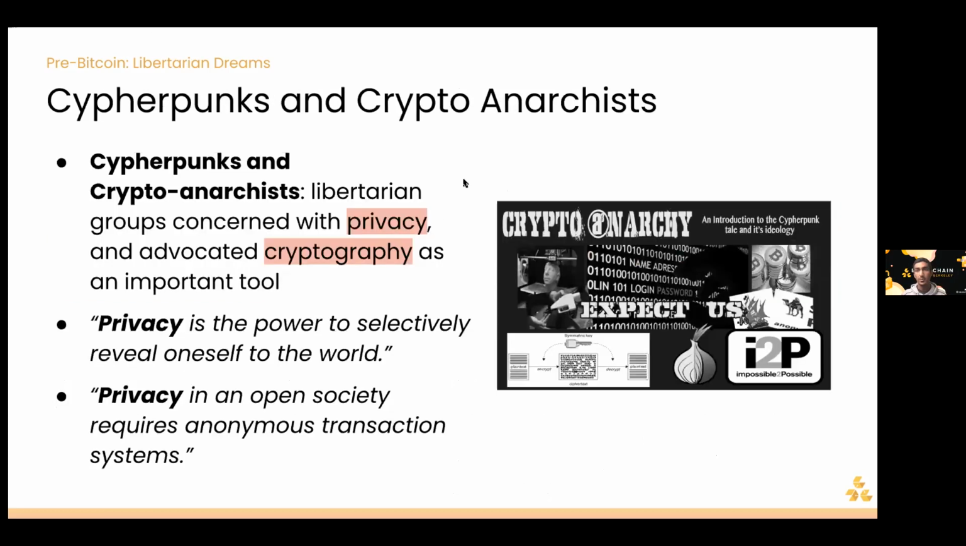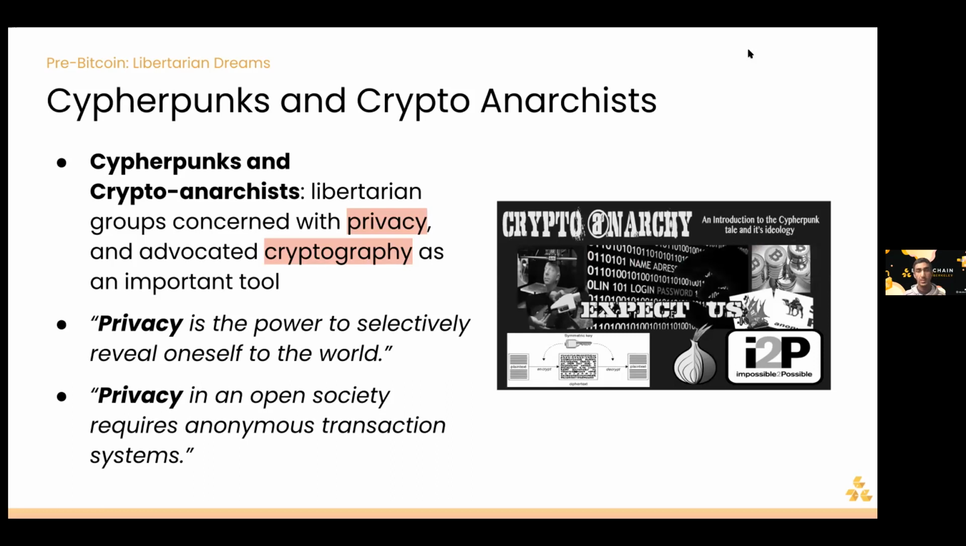There's a group of people who were against this. And these people are the cyberpunks and the crypto anarchists. They knew that the digital age is coming, and they knew that these concerns over privacy, over data collection are coming. So they were a libertarian group concerned with privacy, and they advocated cryptography as an important tool to protect privacy. So going back to our definition of what privacy is: the power to selectively reveal oneself to the world.